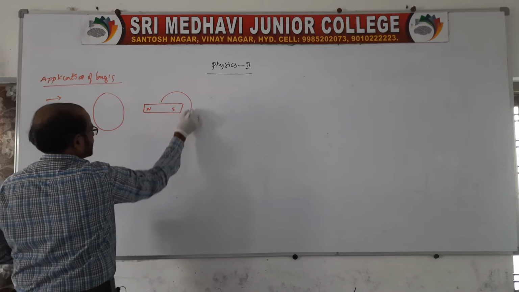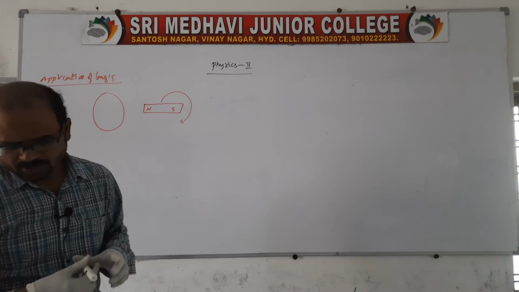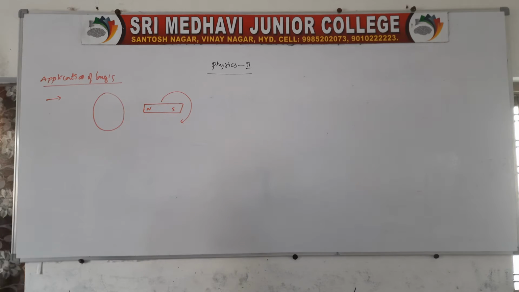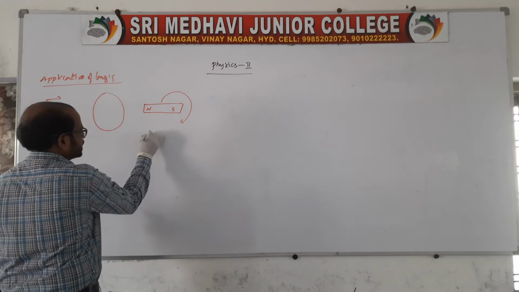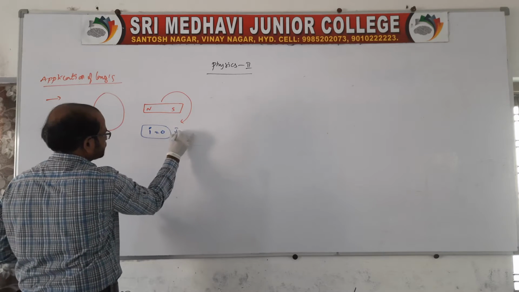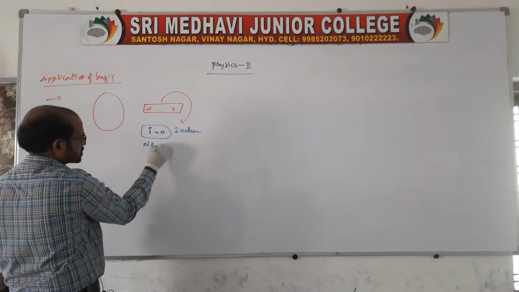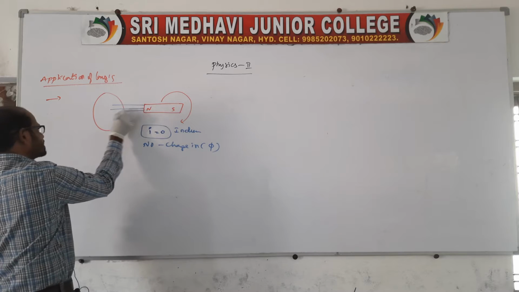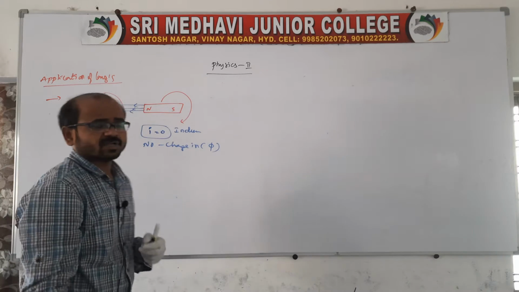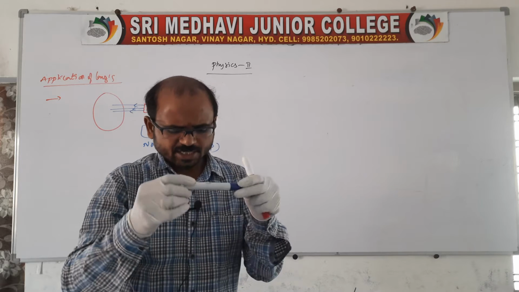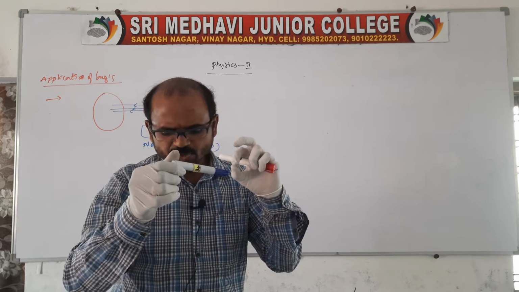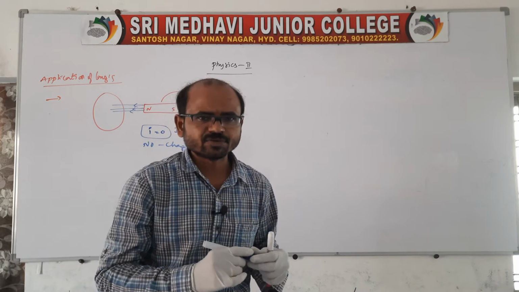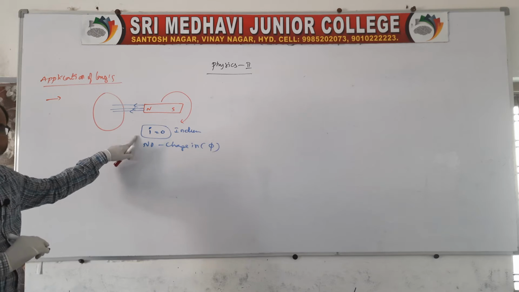If the magnet is rotated like this, try to understand: is any current induced? No, there will be no induced current. That is, I induced is 0, because there is no change in flux. The flux is linked, but there will be no change in magnetic flux when it is rotated. It is just rotated like this. So there is no change in flux linked with the coil, therefore the current is 0.